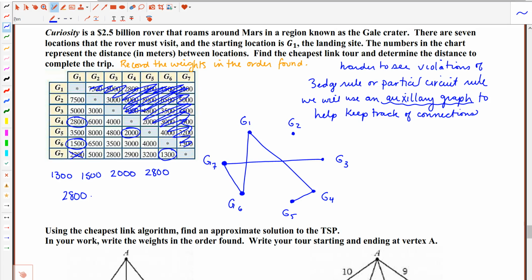The next lowest number after that is going to be this, oh, so I want to mark it. There it is. Okay. So the next lowest number is going to be this 2900 that connects G7 to G4. G7 to G4, yep, that would be 3 edges coming out of G7, so that's no good.